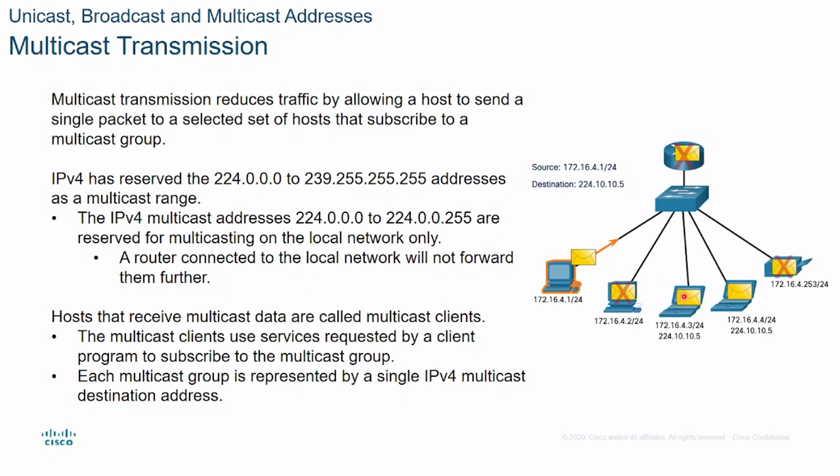So multicast is when you want to send a message from this particular system to two different systems at the same time. Instead of sending it to others, so you do not want others to receive it, you will send it using a multicast. Hosts that receive multicast are called multicast clients. The multicast clients use service requested by a client program to subscribe to the multicast group. Each multicast group is represented by a single IPv4 multicast destination address.